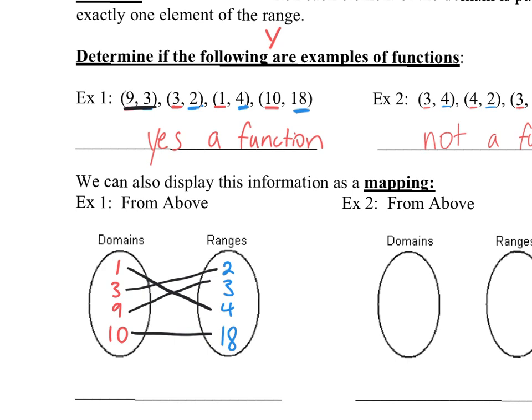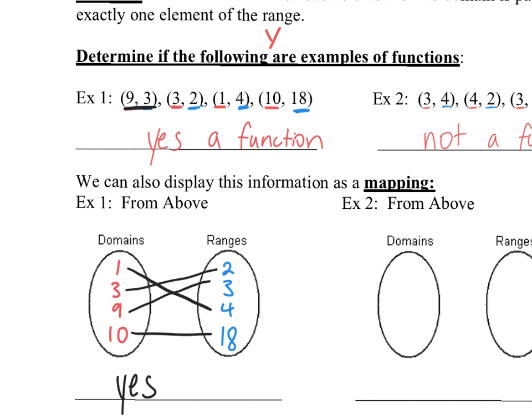It doesn't matter which one it goes to, no. But it does matter that each x only has one y. Okay, so this is still a function. There's not 2 lines coming out of any of those x's. Okay, I want you to go ahead and put example 2 into a mapping diagram.